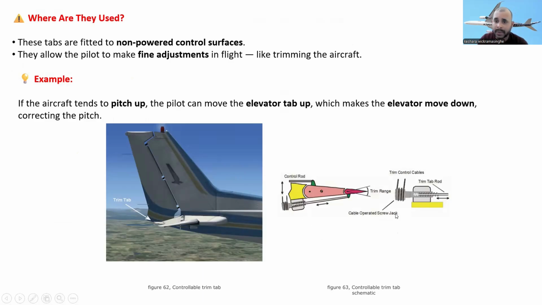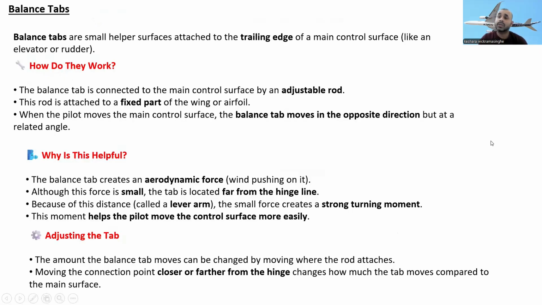Okay, cable operator screw jack here, trim control caps. You can see this is also controllable tabs, right? So for example, if the aircraft tends to pitch up, the pilot can move the elevator tab up, which makes the elevator move down, correcting the pitch. All right.